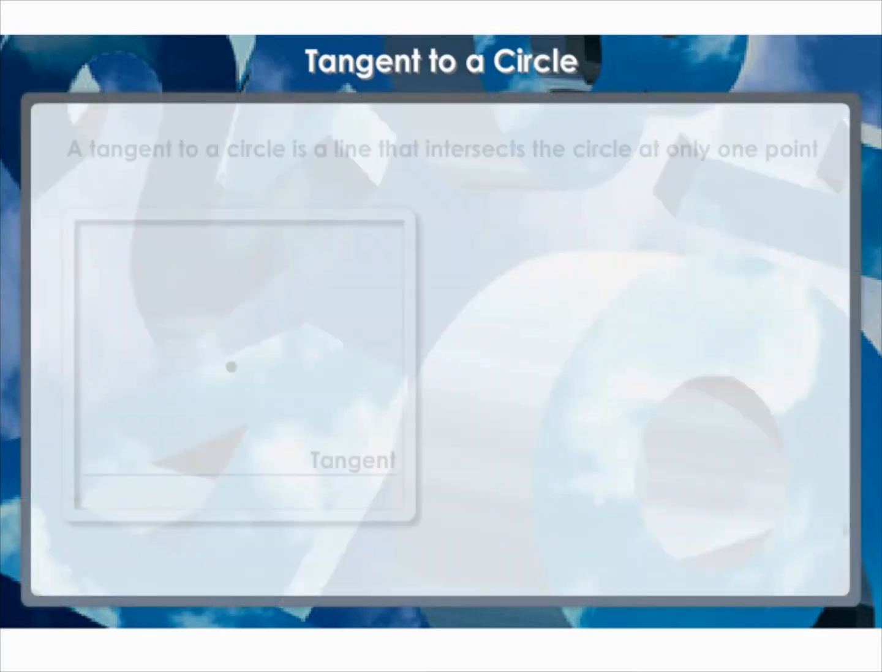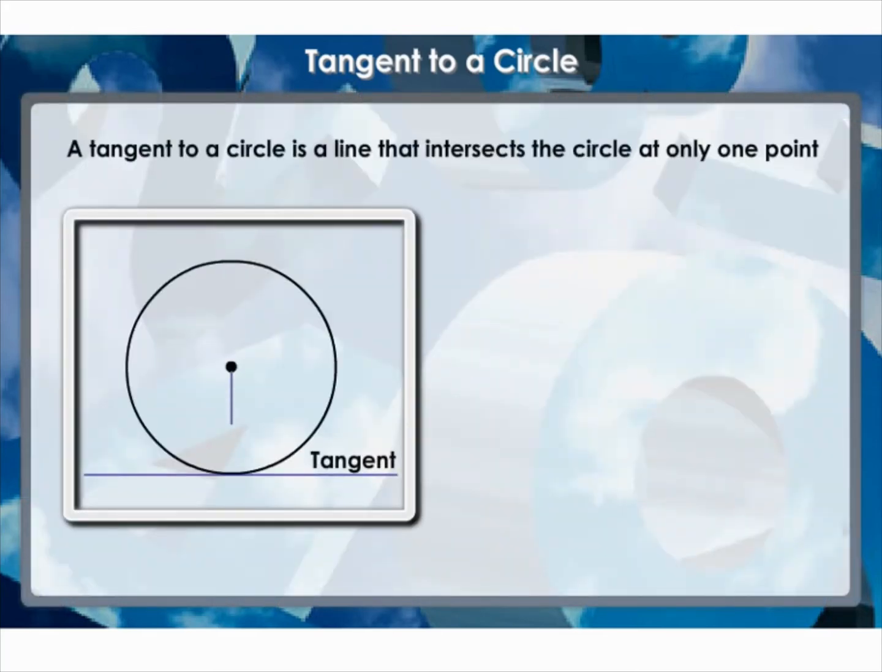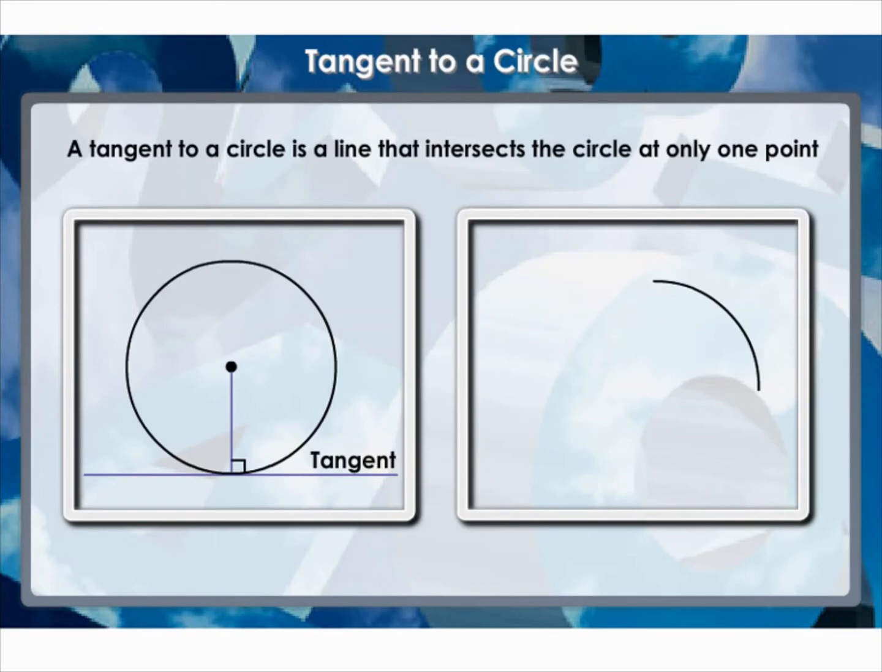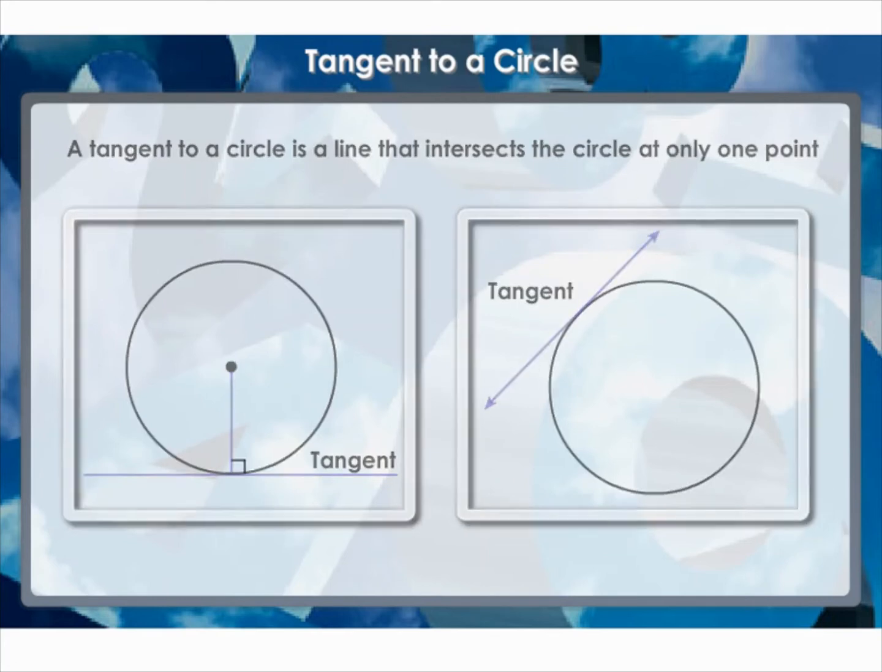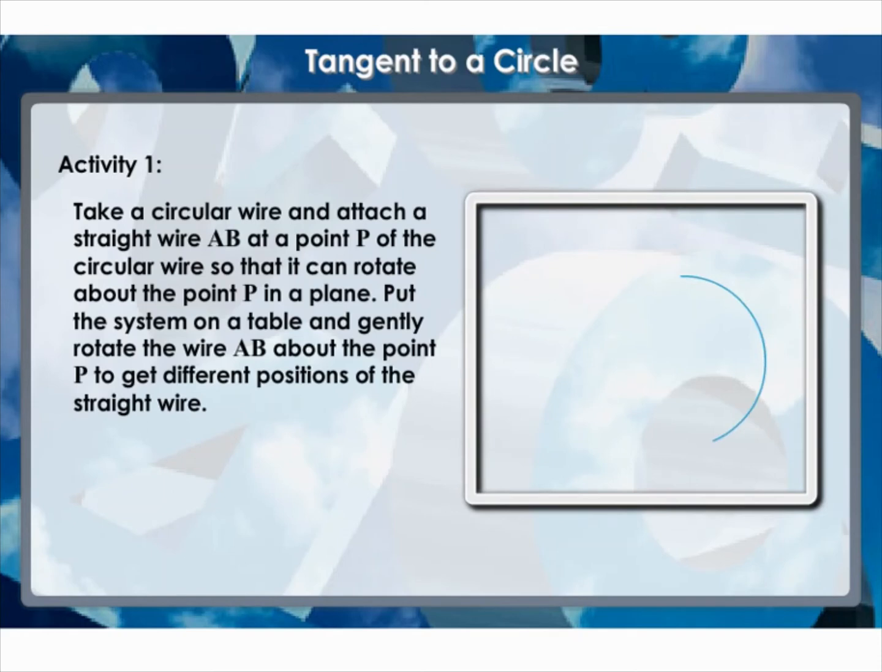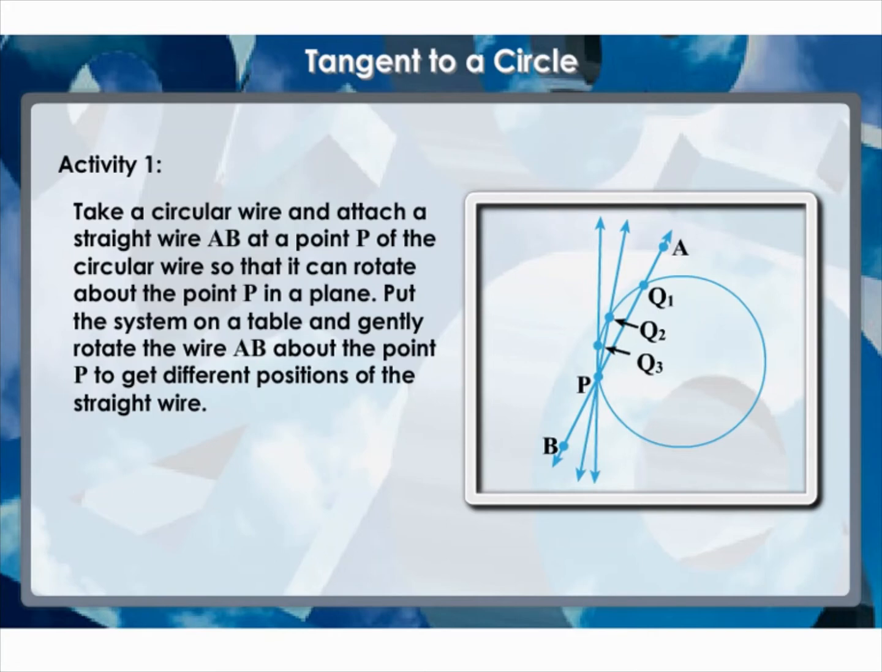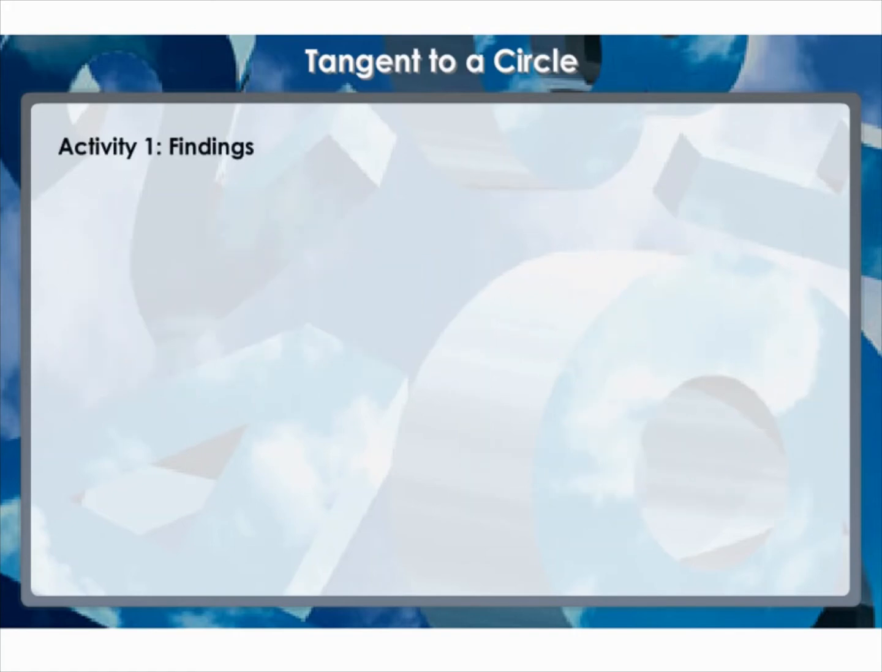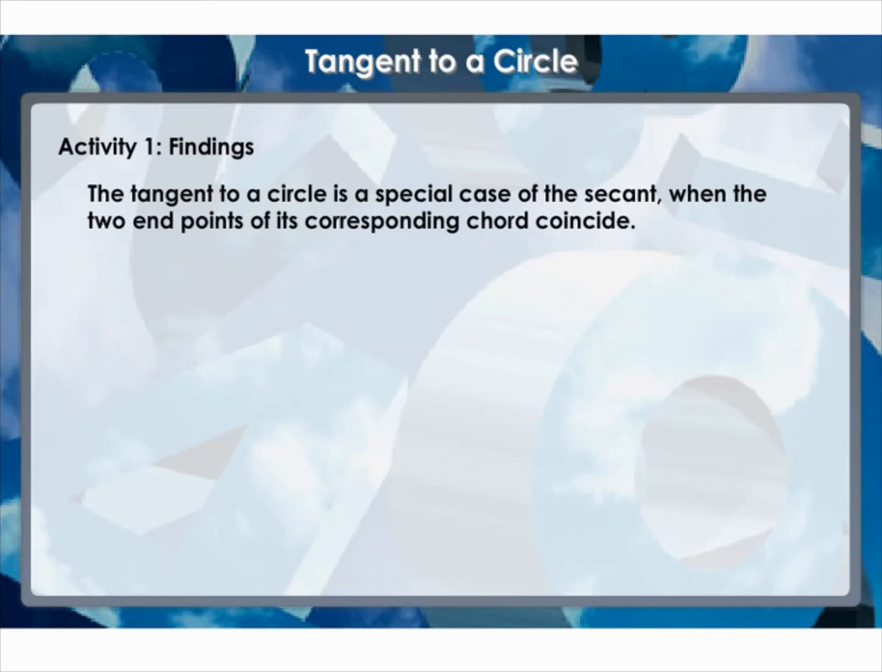Tangents to the circle. In the previous section, you have seen that a tangent to a circle is a line that intersects the circle at only one point. To understand the existence of the tangent to a circle at a point, let's perform two activities. Take a circular wire and attach a straight wire AB at a point P of the circular wire so that it can rotate about the point P in a plane. Put the system on a table and gently rotate the wire AB about the point P to get different positions of the straight wire. So, we can observe there is only one tangent at a point of the circle.